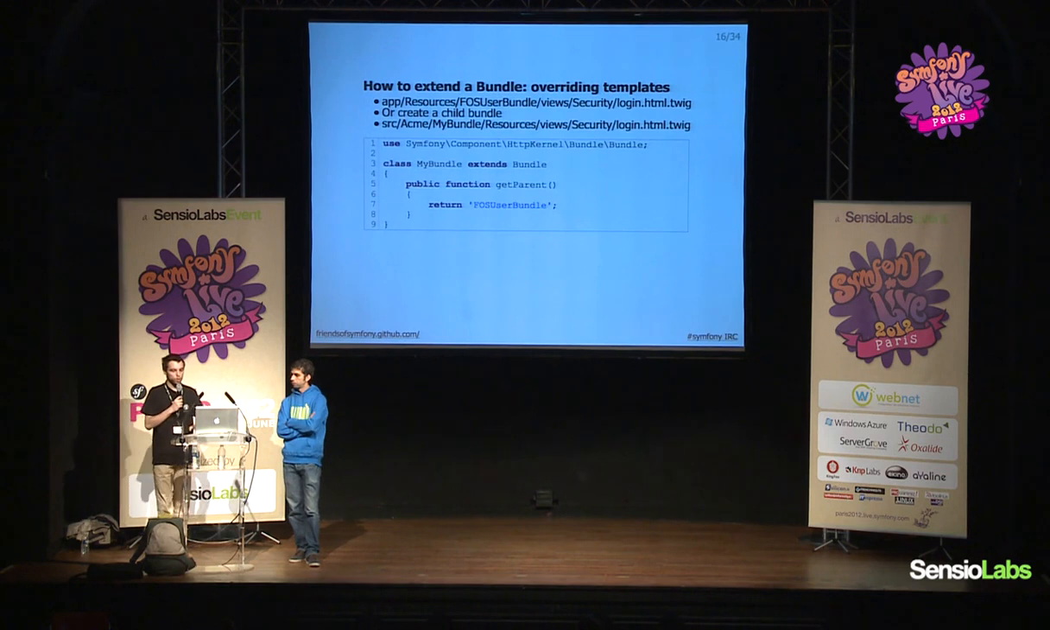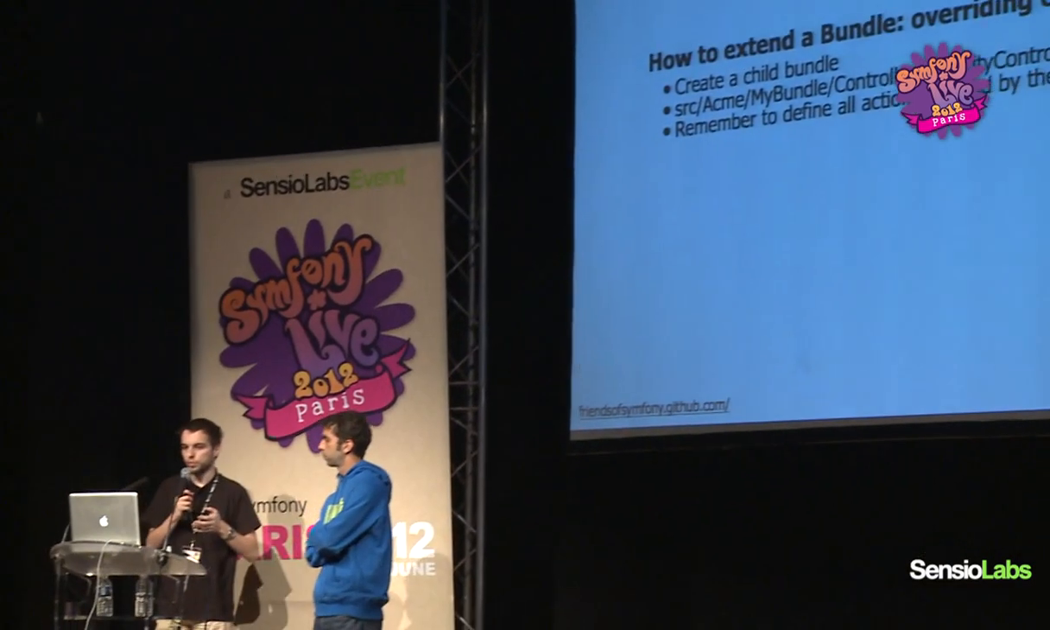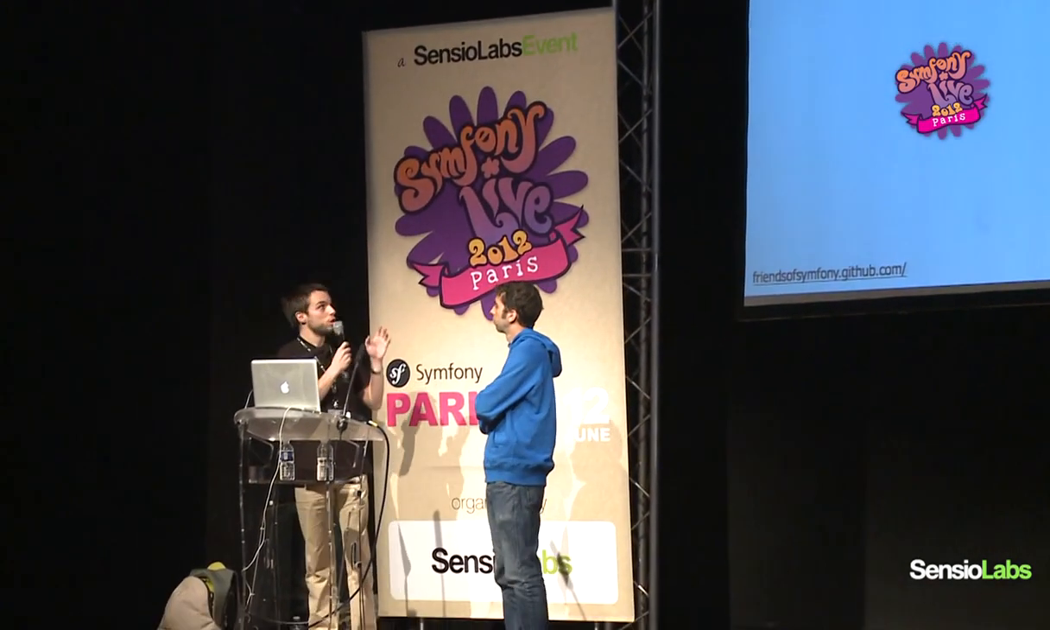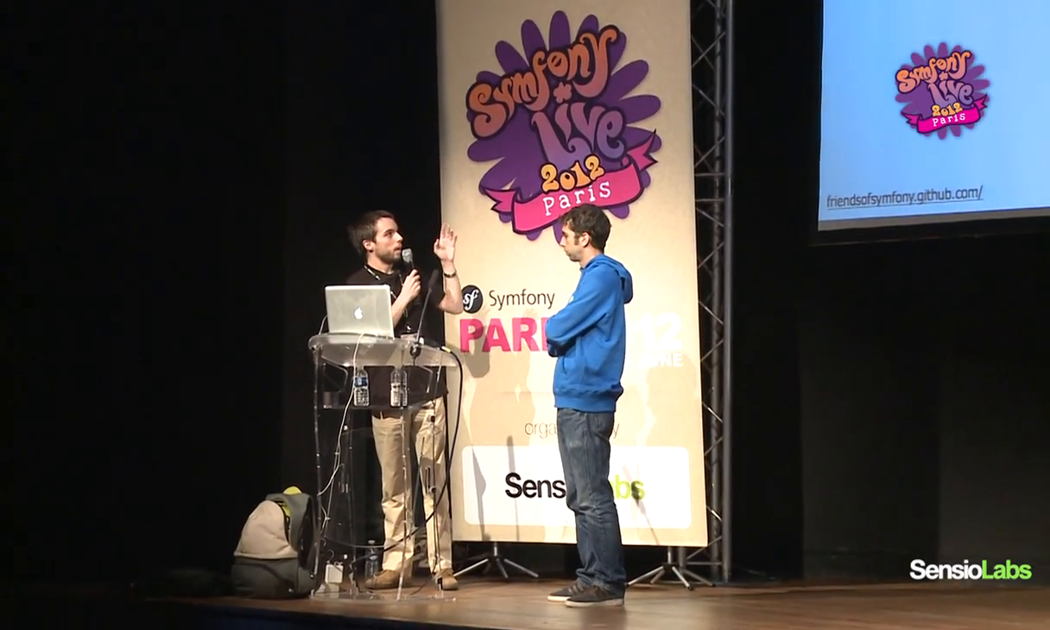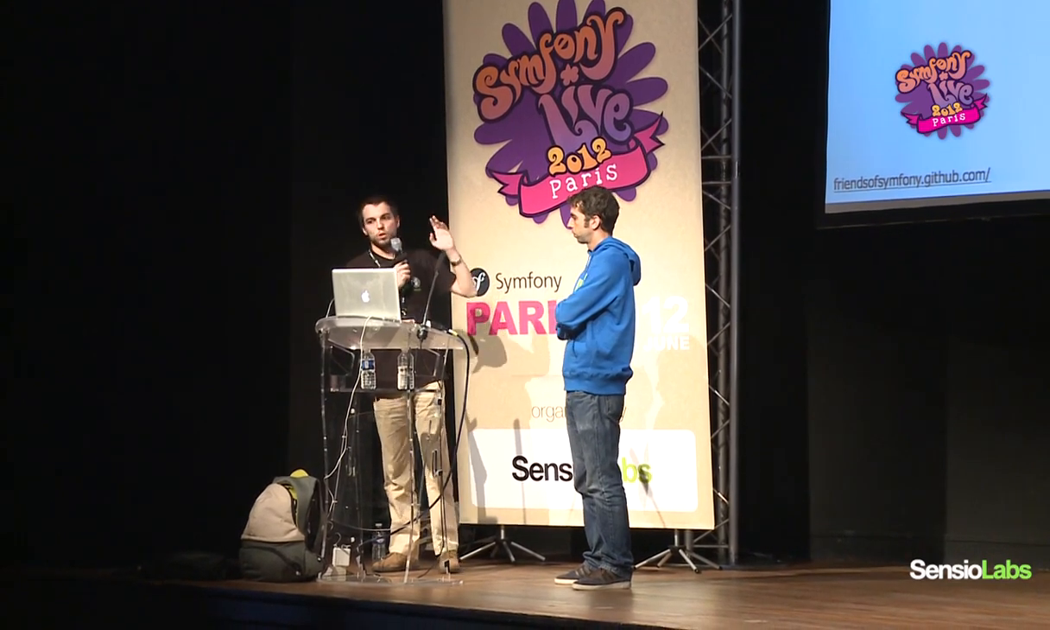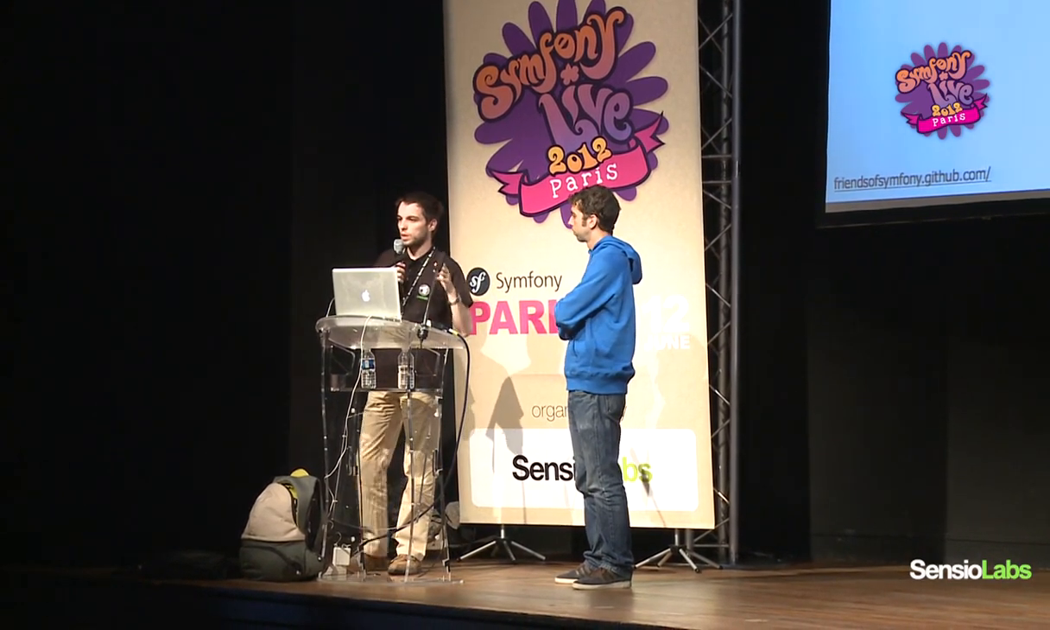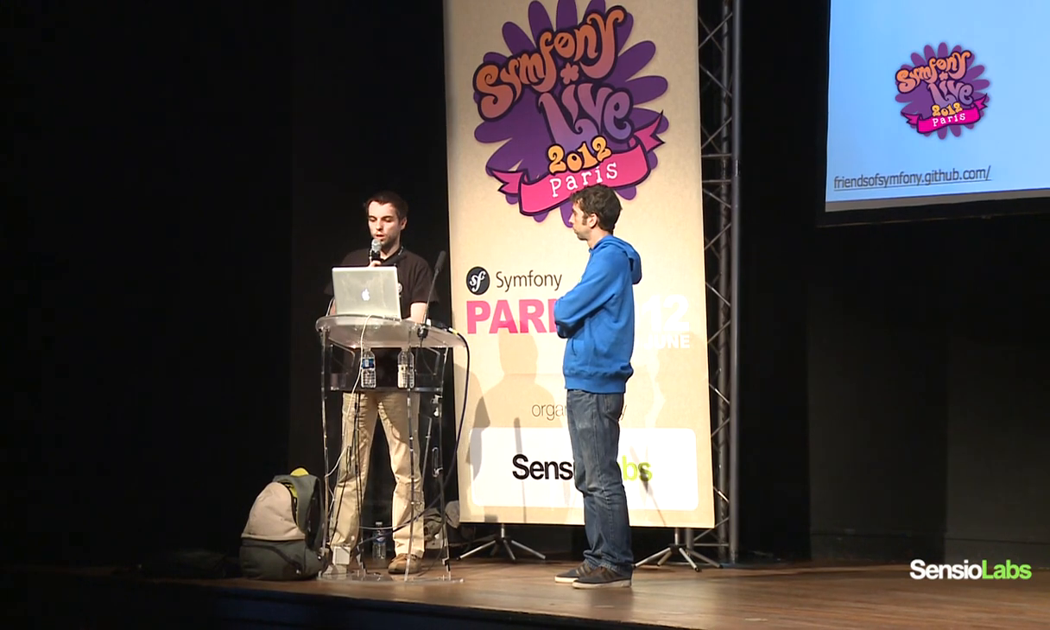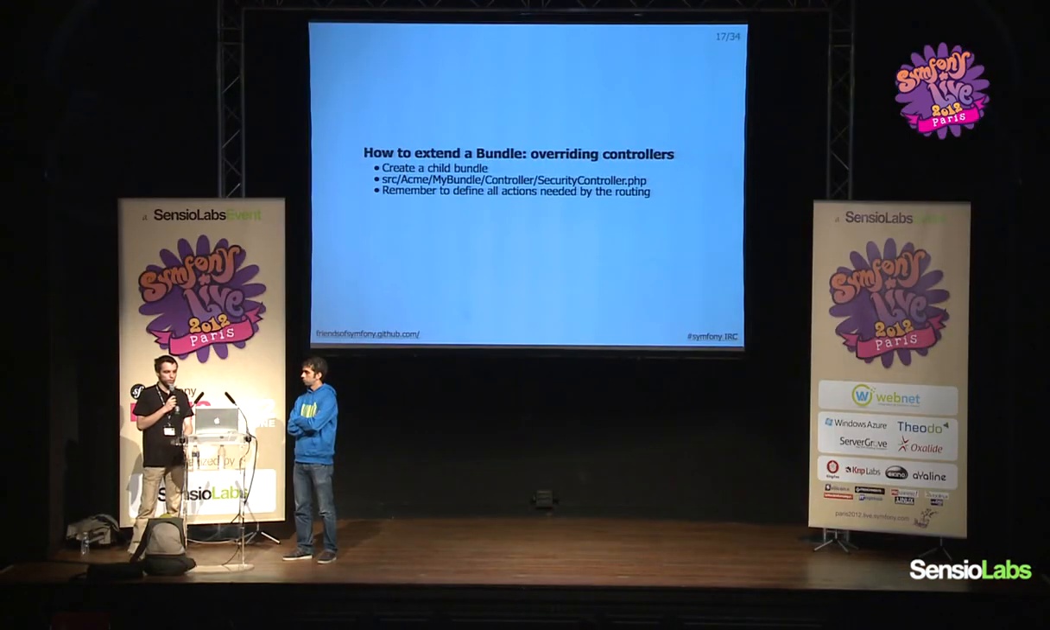However, creating a child bundle is required when you want to override controllers too. So in this way, you just create a child bundle, and then you put a controller in the controller folder with the same name. And then it will be called by the controller resolver when finding it. But you need to remember that all actions will use the child bundle. So if you just want to replace one action of the controller, you will still need to define the other actions of the same controller, otherwise the routing will fail.